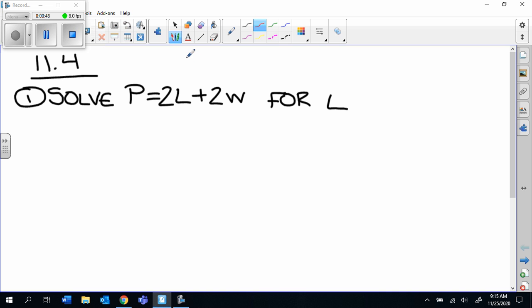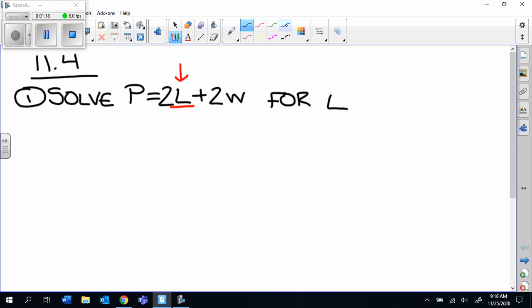So the objective for 11.4 is just to manipulate formulas, so you can solve for a different variable. And in this first one, it's asking us to solve for L. If you use different colors or things like that when you're practicing, you can always identify that by making a circle around it or something along those lines. So you get a sense of what you need to do to get L isolated.